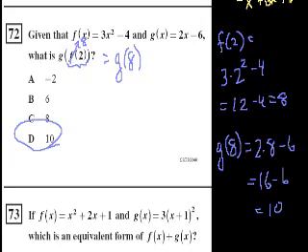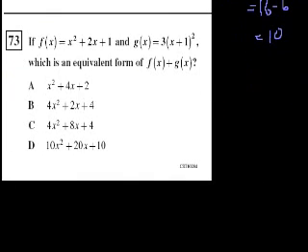Problem 73. If f of x is equal to x squared plus 2x plus 1, and g of x is equal to 3 times x plus 1 squared, which is the equivalent form of f of x plus g of x? So essentially, they just want us to add these two functions, right? So if we say f of x plus g of x, let me do that. F of x, and I'll do it in another color, plus g of x. Well, now we just add them.